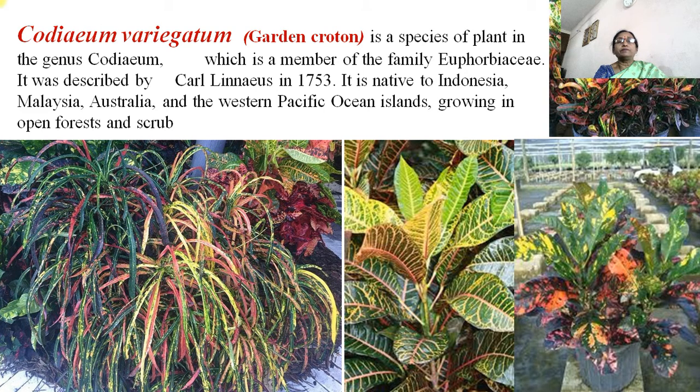Then Cordyceps virgatum. It is a decorative plant. The leaves are very attractive, and they are found in different parts of the country as well as different parts of the world, in Malaysia, Australia, and Western Pacific Ocean islands. The leaves are very attractive and very colorful.